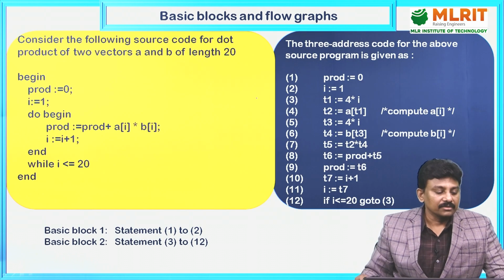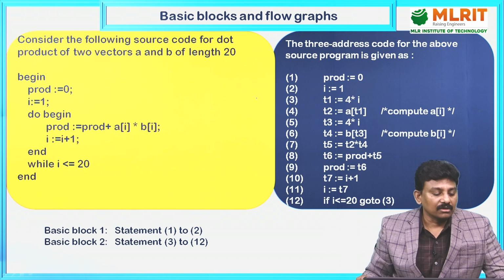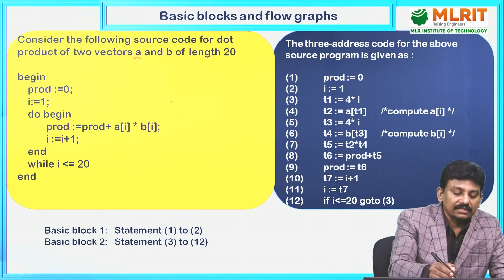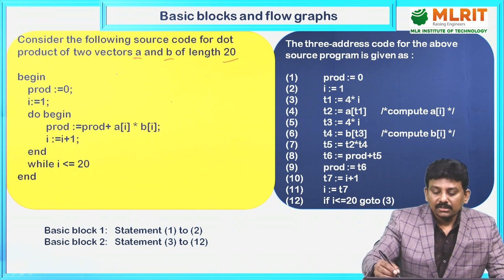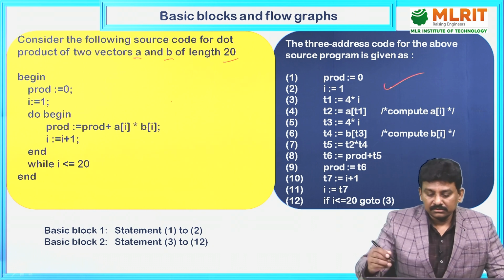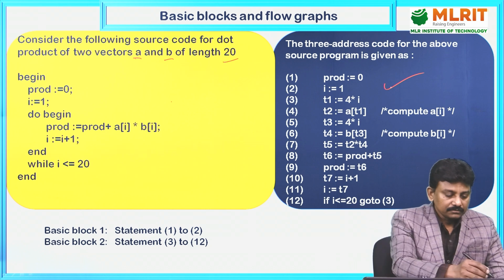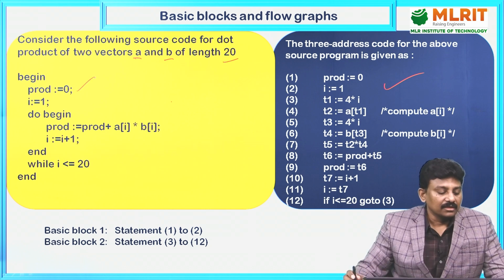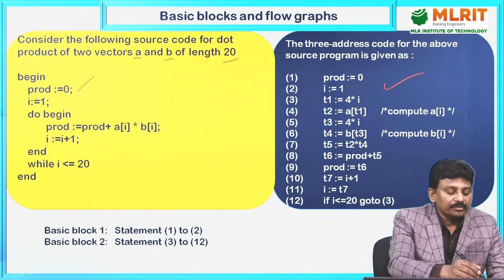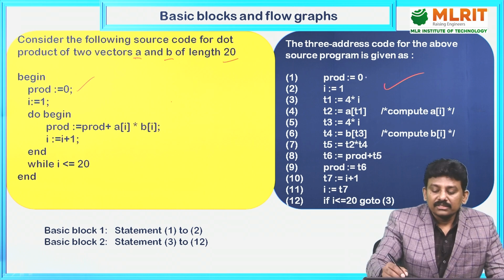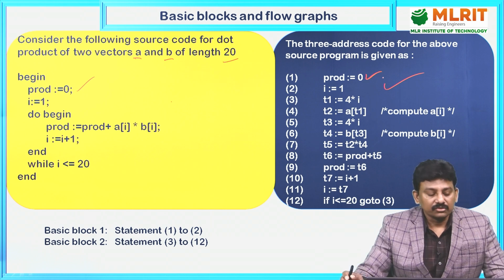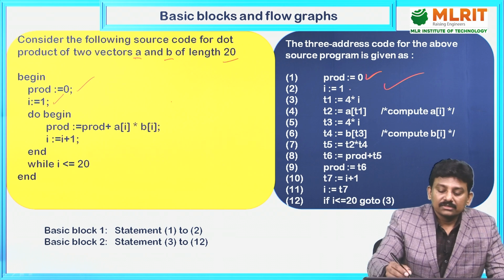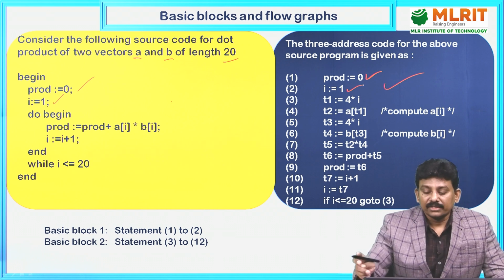Consider this example. The following source code is for the dot product of two vectors A and B of length 20. This is the source code. Now we will convert this source code into a set of 3 address statements. Here the first statement, prod is equal to 0, the 3 address statement is also the same, prod is equal to 0. Next i is equal to 1, the 3 address statement is also i is equal to 1.